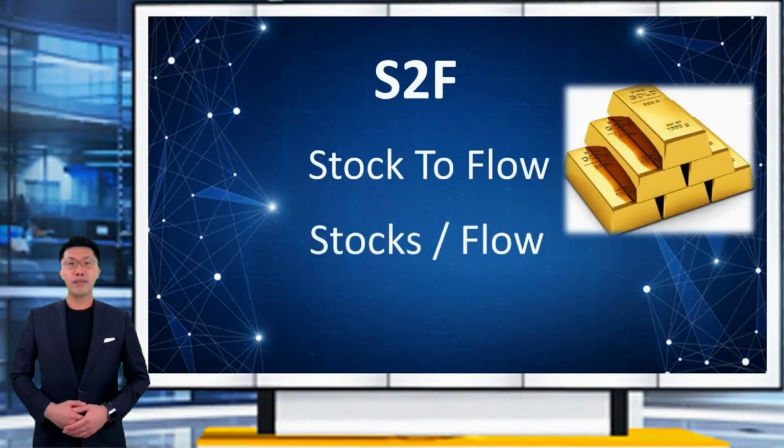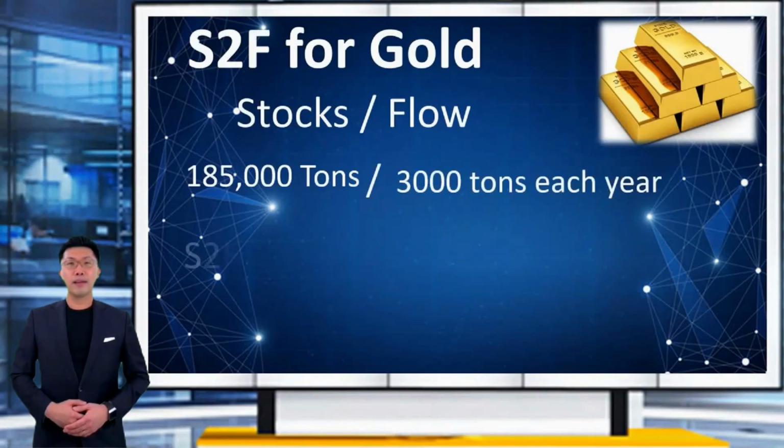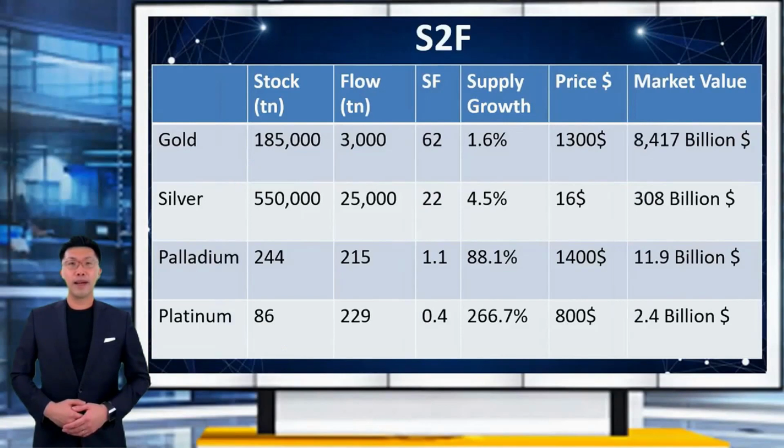Let's take a look at S2F for gold. Gold has a total stock of 185,000 tons in the world and yearly supply is 3,000 tons. So the S2F value is 62. Let's say the yearly supply increases and becomes 3,500 tons, then S2F will become 52. What will the gold price be at an S2F value of 52? S2F value 62 means it only has 3,000 tons of supply and S2F value 52 means it has 3,500 tons of supply. Of course, the price will decrease at S2F value 52 due to higher supply. You will see different S2F values in this table and they have different market values.